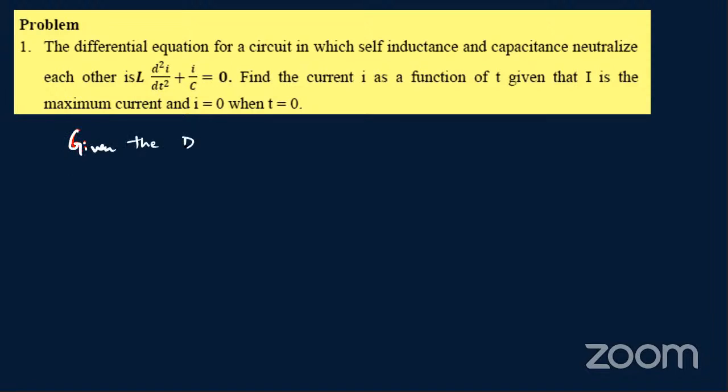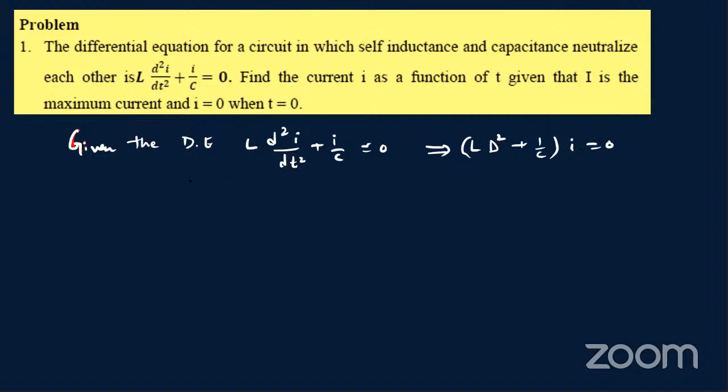Given the differential equation, what differential equation is given? L d square I by dt square plus I by C equal to 0. That can be taken as L D square plus 1 by C into I equal to 0. Generally, in our mathematical problems, we will be taking f of D into y equal to 0, but here the variable is I.